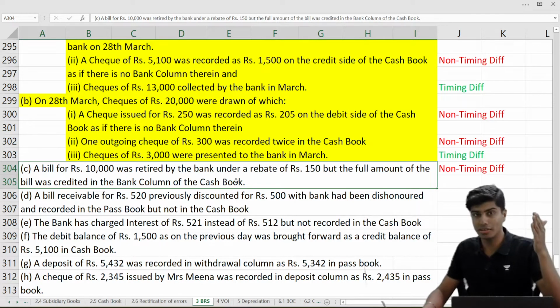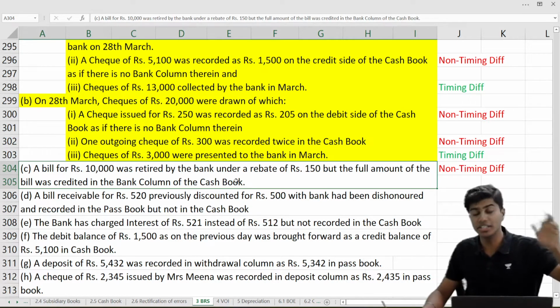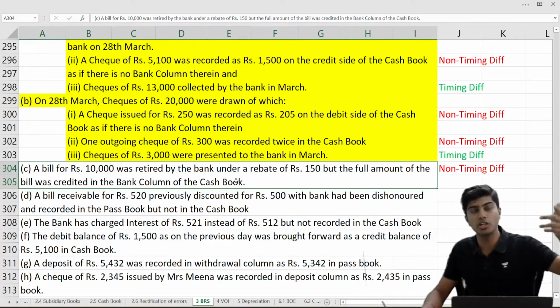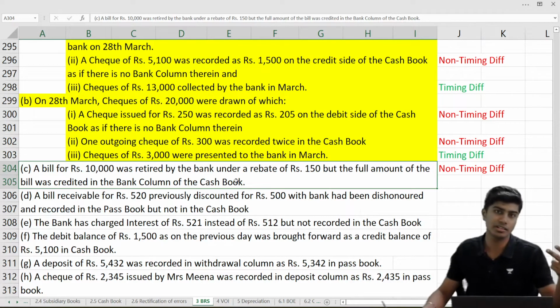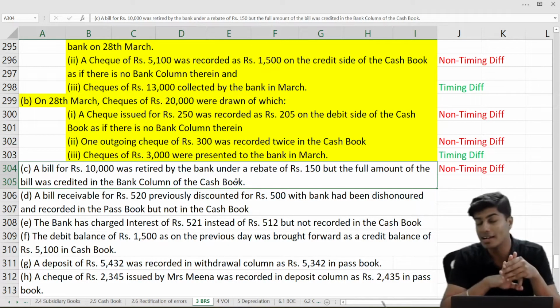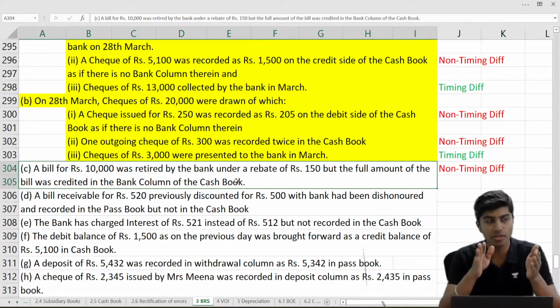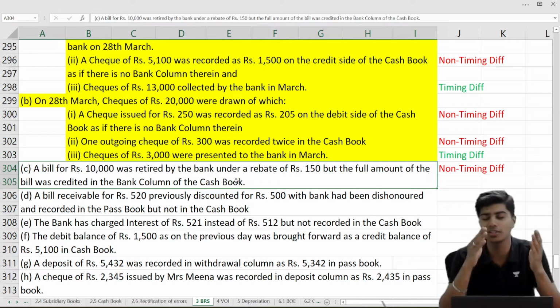If it was on the maturity date, I would have written bills payable to cash 10,000, 10,000. But this is the retirement date. Instead of writing bills payable to cash, to discount or rebate, I have written bills payable to cash 10,000. The correct entry is bills payable account debit 10,000, to discount or rebate account 150, to bank account 9,850. This is the correct entry.